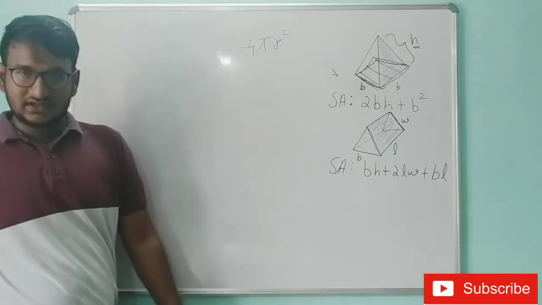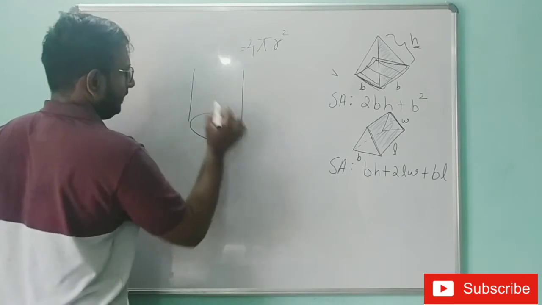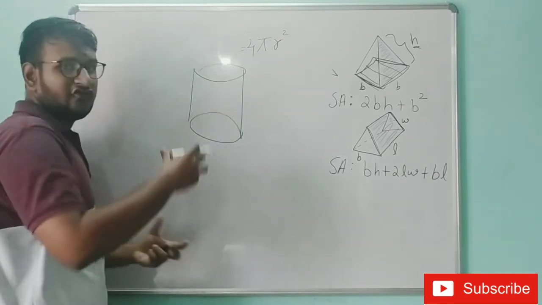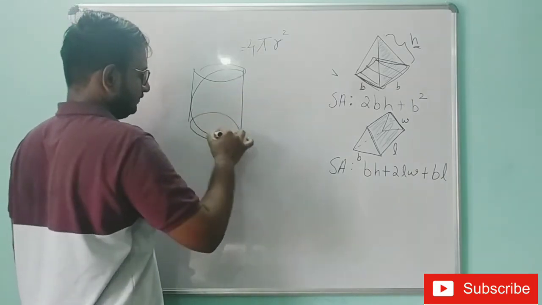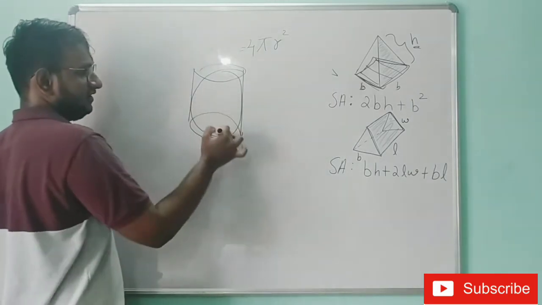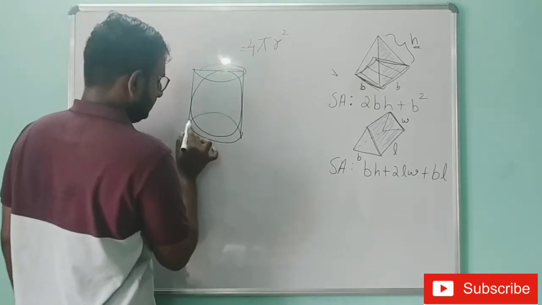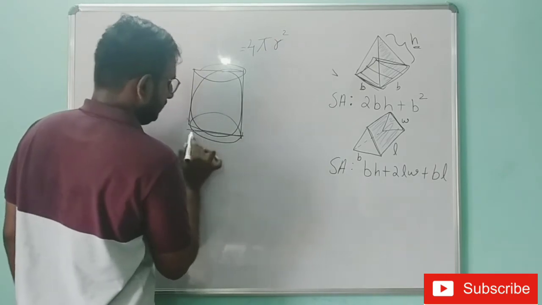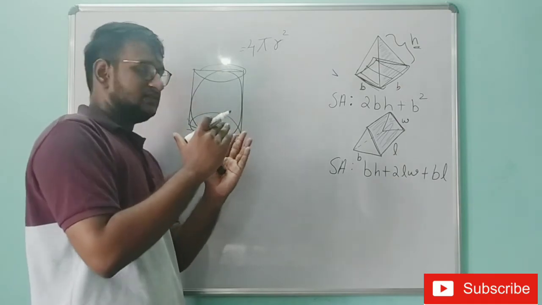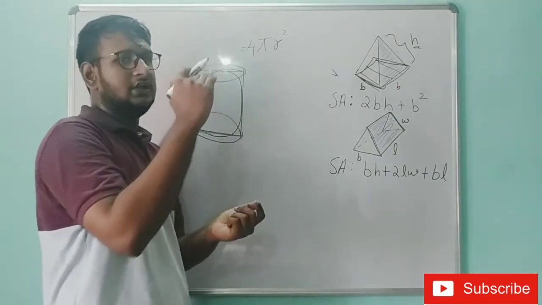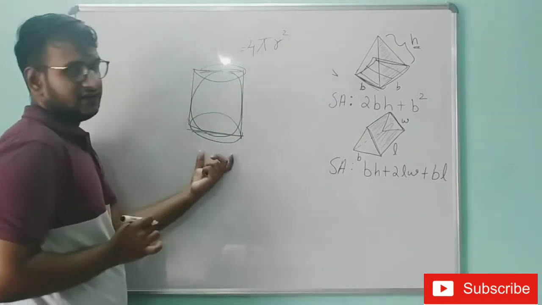So for the other one, I am taking a cylinder like this, and I am going to fit a sphere into it like this. The cylinder and the sphere will coincide like this. The sphere will not be completely inside, and it will not bulge over the cylinder. It will be perfectly matching like this.